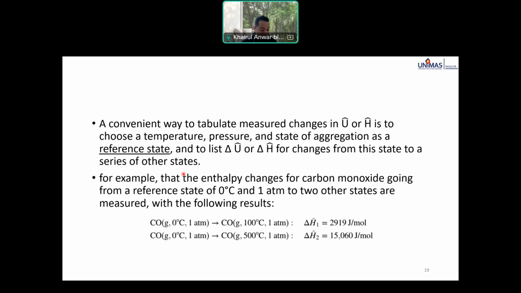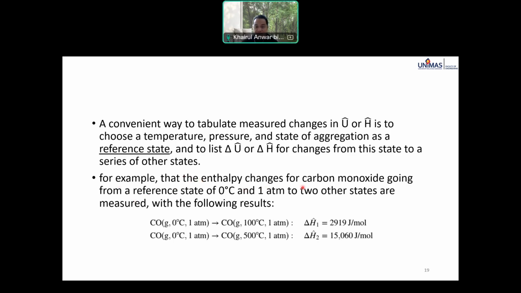Because later on, when we do energy balances, many things can happen, like changes in state of aggregation, meaning changes from liquid to vapor, or a change in temperature only.